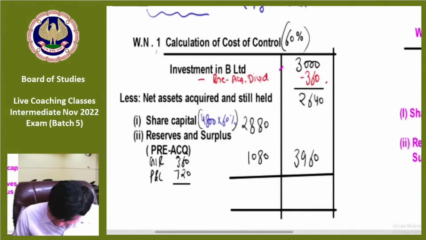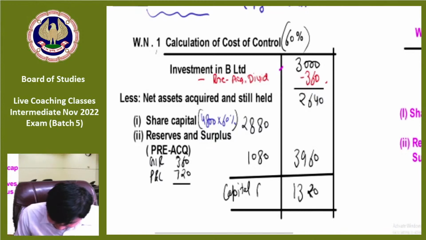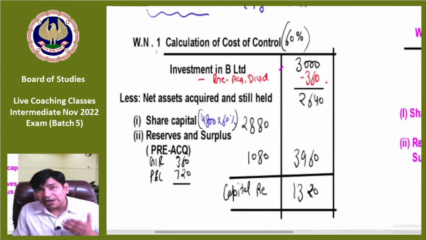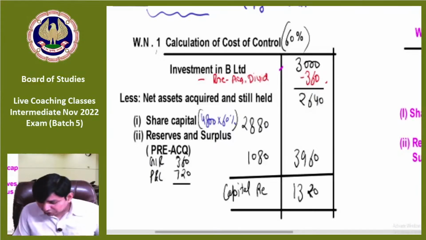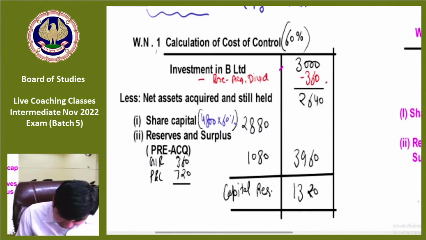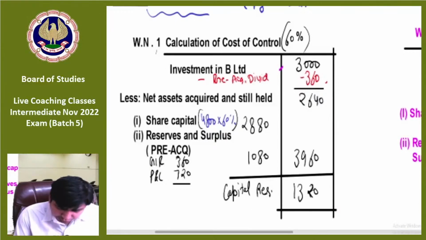Goodwill or capital reserve? 1320 is the capital reserve, beta. It is a negative figure, that means it is capital reserve. You have acquired 3960 by paying only 2640. You are on the profit side, and that profit is not the normal profit, so this is transferred to the capital reserve. Opposite of goodwill is capital reserve. Can we post it? Yes, we can post it.